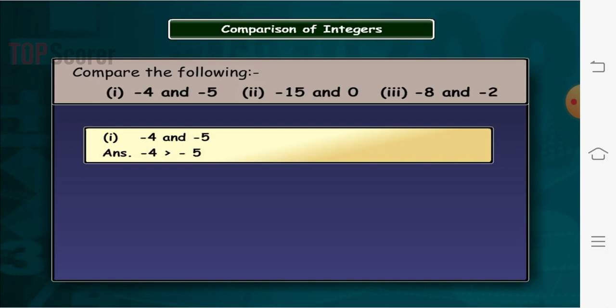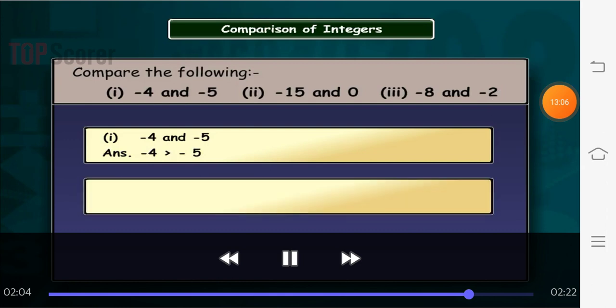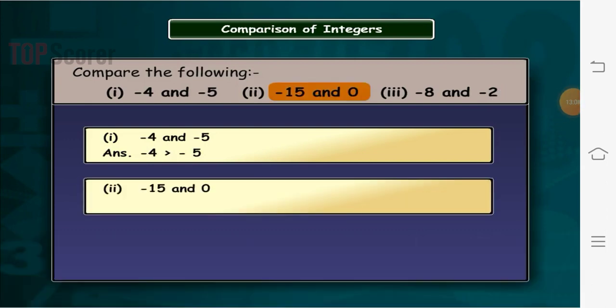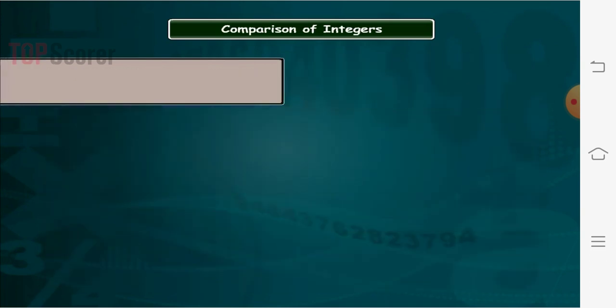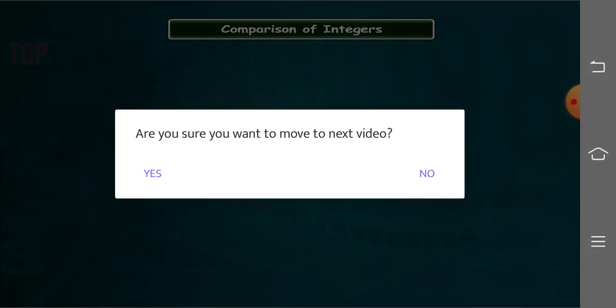Children, you just have to mark the bigger number here. Don't go for the smaller number. Just mark the bigger number, automatically the other one will show as smaller. Now similarly you can solve the rest of the examples also. Now second is minus 15 and 0. As I have told you, 0 is always greater than minus 15. For all negative numbers, 0 is greater. Here minus 8 and minus 2. So here we can see that minus 2 is much closer to the origin. So it will be greater.